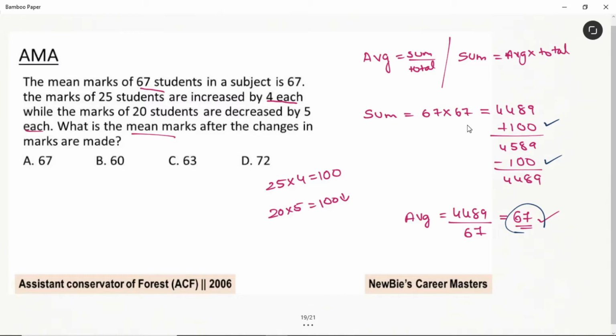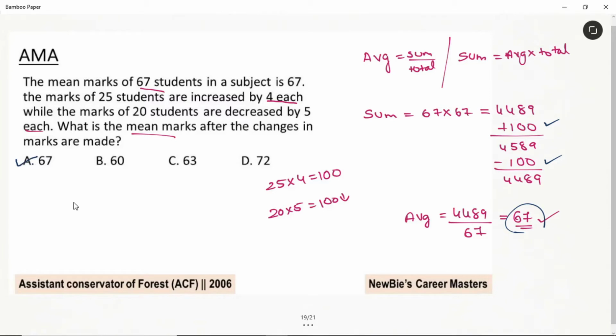You can directly analyze here. 25 into 4, 100 marks got increased, and 20 into 5, 100 marks got decreased. The same marks increasing and the same marks decreasing. That means there is no change in the sum. If there is no change in the sum, there will be no change in the average, the mean marks. So your final answer should be 67.